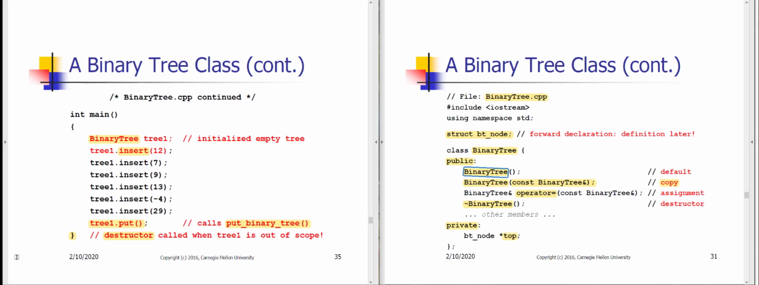When we reach the end of the scope for this local variable tree1, it turns out that the destructor for tree1 will automatically be called so that we can be assured that all of the memory that was allocated by all the insertions that we did into tree1, all of that stuff is properly deleted without us having to do anything special. Okay, so we still have more functions to look at, but we have implemented and used the default constructor, the destructor, the insert function, and we've used the put function without me showing you that all that function does is to call put binary tree.